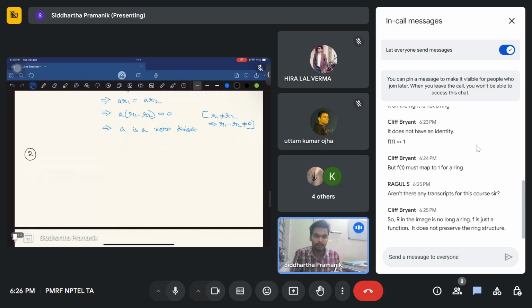Okay, R in the image is no longer a ring, so it is just a function. It does not preserve the ring structure. Yeah, it did not preserve the ring structure. It's just a simple function. It has no other property. It's just a function.